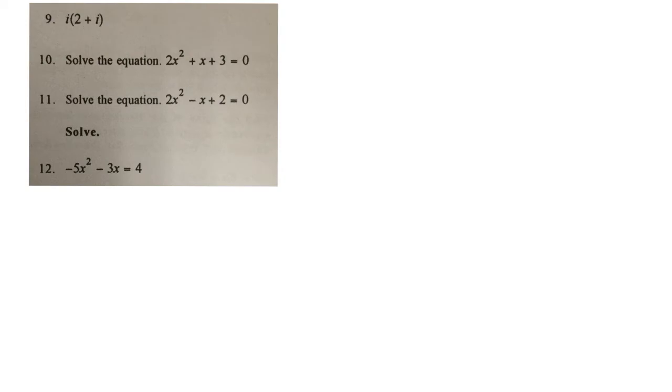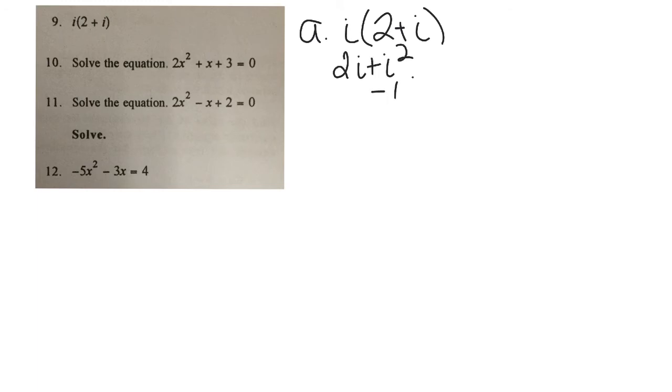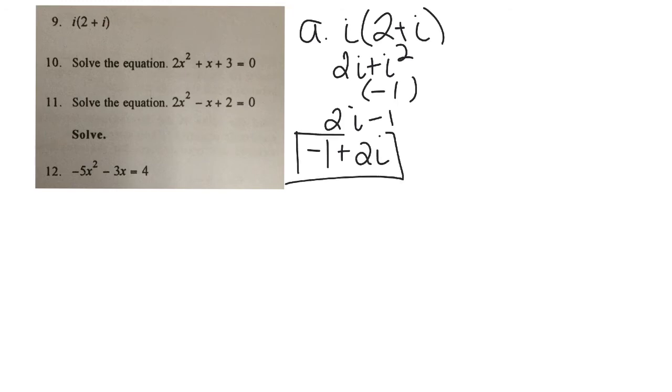All right, number 9. Find this product, i times 2 plus i. Distribute, so I get 2i plus i squared. i squared equals negative 1, so 2i minus 1. In standard form, it's the negative 1 first, the real number, plus the imaginary, so negative 1 plus 2i.